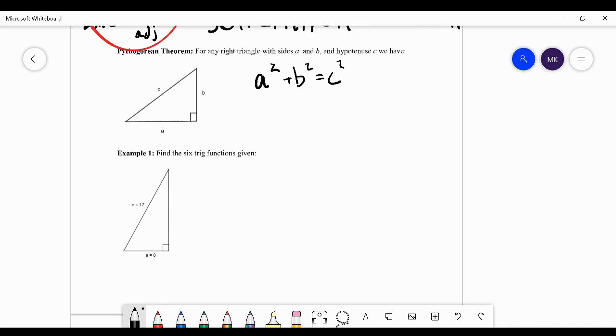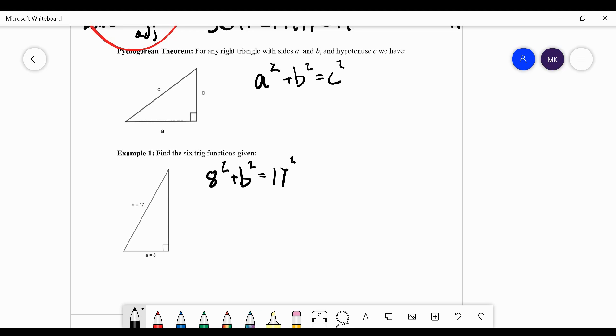So we have this triangle, and we need to find the 6 trig functions given this triangle. But what are we missing? Right? We are missing a side length. So the first thing we have to do here is use the Pythagorean theorem. And so we just set this up. We know that a is equal to 8 and c is equal to 17. So we can replace those in the Pythagorean theorem, and we get that 8 squared plus b squared equals 17 squared.